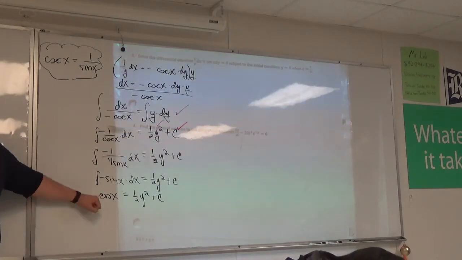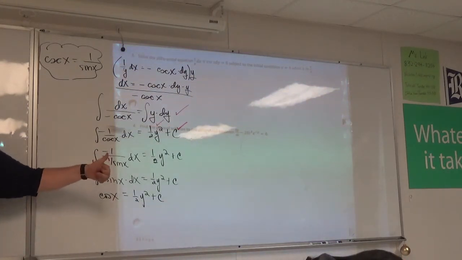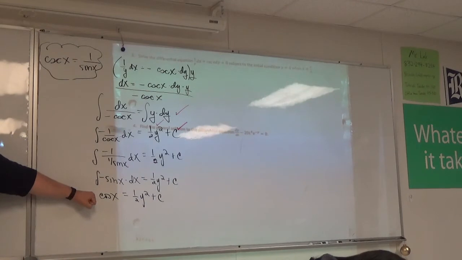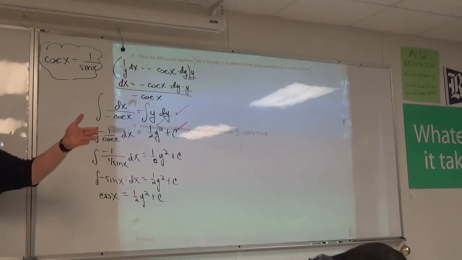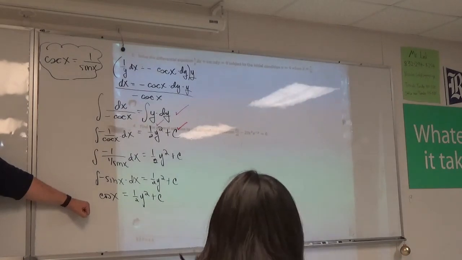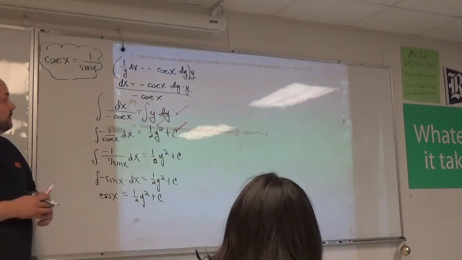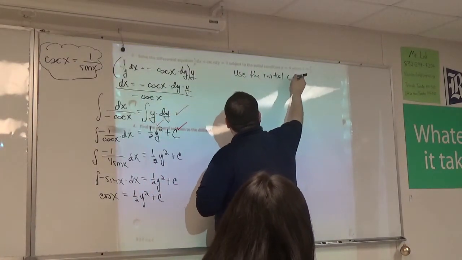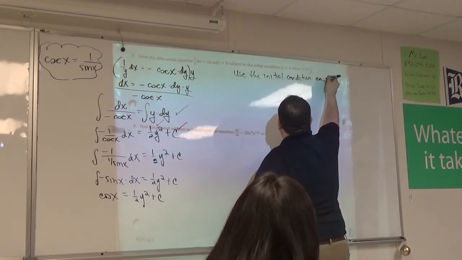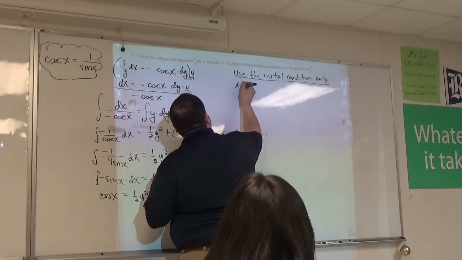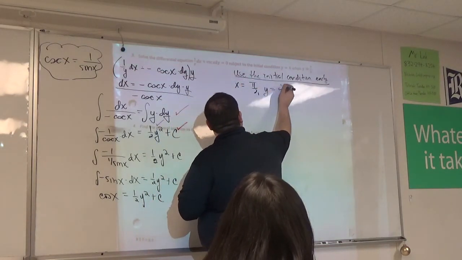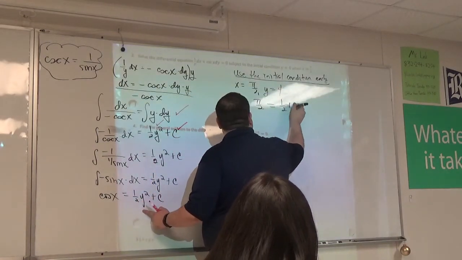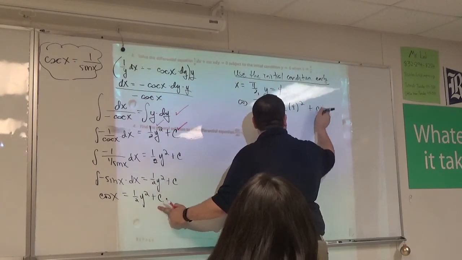Now, the next thing that you guys are probably tempted to do right now, solve it for y, use the initial condition. Brianna asked a question earlier, what happens if you use the initial condition first, right? That was your question, like what if after you found the antiderivative, what if you plugged in? Let's try. So we're going to call this use the initial condition early. We know that if x equals pi over 2, y is equal to 4. So cosine of pi over 2 is equal to a half 4 squared plus c.